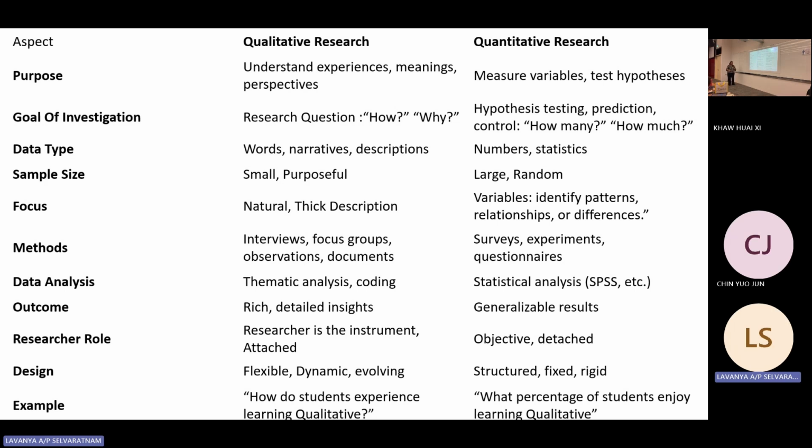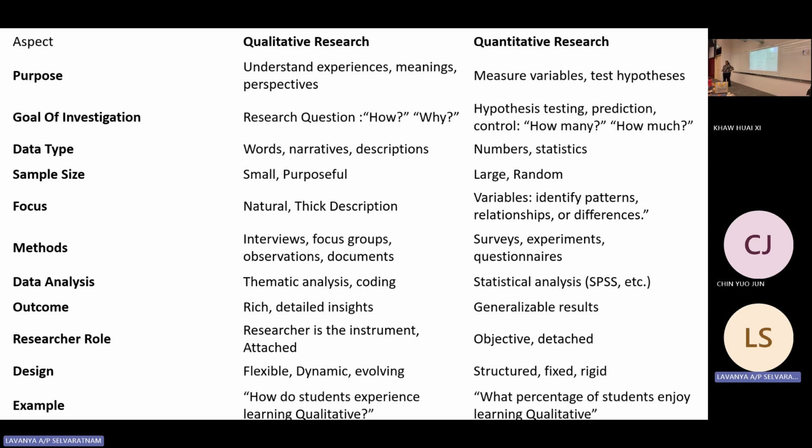Of course, interview focus with immediate analysis, outcome, detail, researcher's role. You are the instrument. The researcher is the instrument. You are attached to your study. You are involved in your study. In qualitative, you don't even know your sample. Design is flexible, dynamic, go with the flow, evolving.